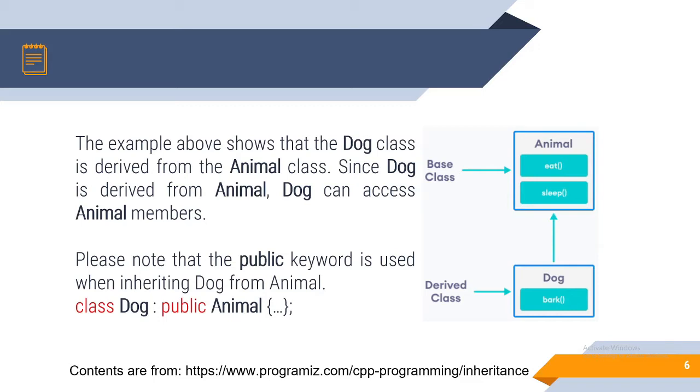Another one is, please note that the public keyword is used when inheriting the dog class from animal. As I said earlier, the keyword public is used to inherit the base class, which is animal. If you don't use the public keyword, you cannot inherit the base class. So don't forget to use the public keyword in order to inherit the base class, which is animal, and also the semicolon. I hope you will understand that one also.